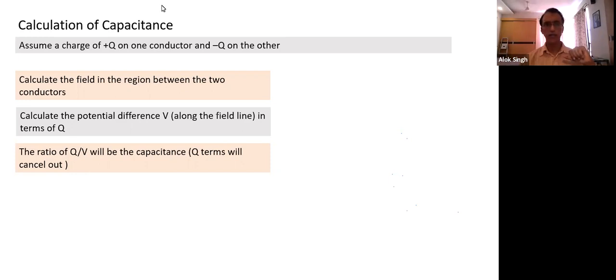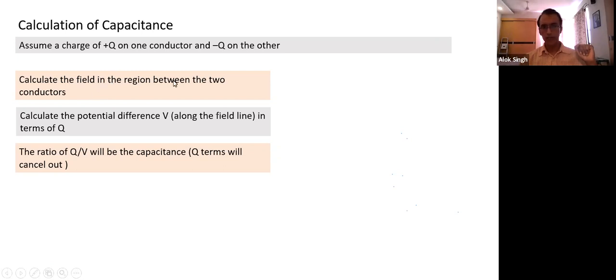What we have done in that case, we have assumed a charge of plus Q on one conductor and minus Q on the other. There have to be two conductors. We assume charge on one is plus Q, charge on the other is minus Q. After that, we actually calculate Q and V. To calculate capacitance, I need a ratio between Q and V. So I assume this Q value, and then to calculate potential, first I calculate field.